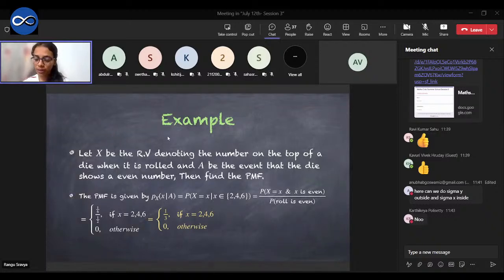And when we take x to be some even value, let's say 2. Probability that X equal to 2 and X is even. What's the probability that X equal to 2? It is 1 by 6, right? And probability that the roll is even. Even in the sense we can take 2 or 4 or 6, among 1 to 6. So this probability will be 1 by 2. So it will be 1 by 6 upon 1 by 2 for x equal to 2, 4, 6. So it comes out to be 1 by 3 if x is even, 0 otherwise.